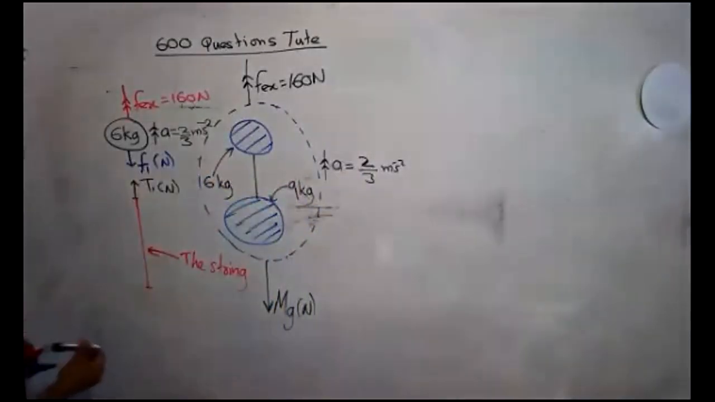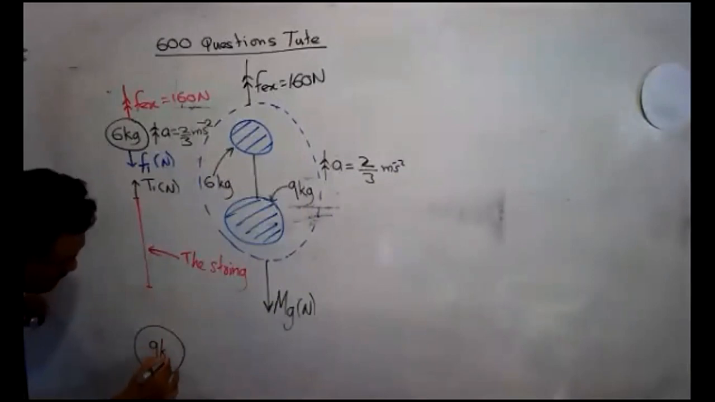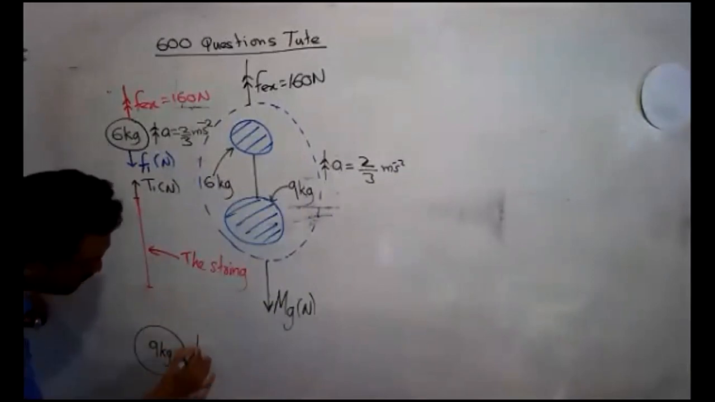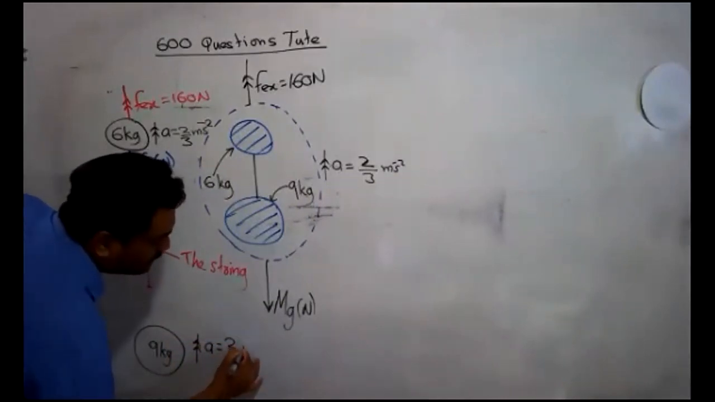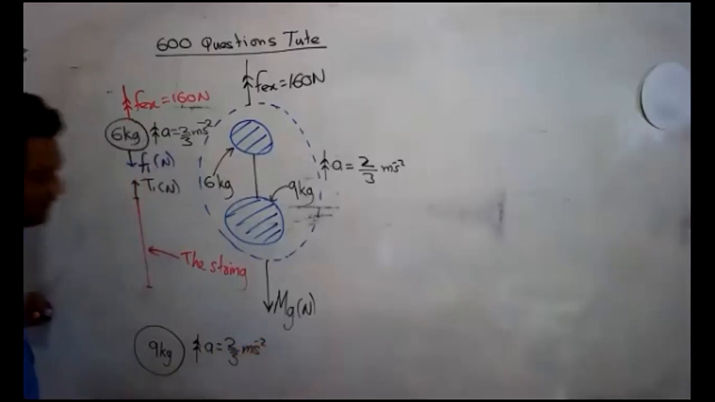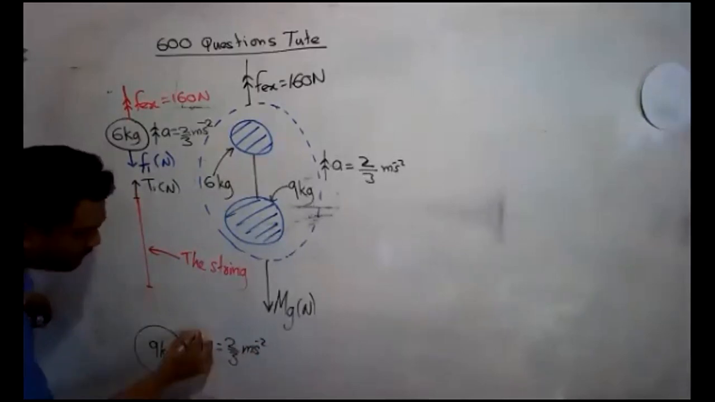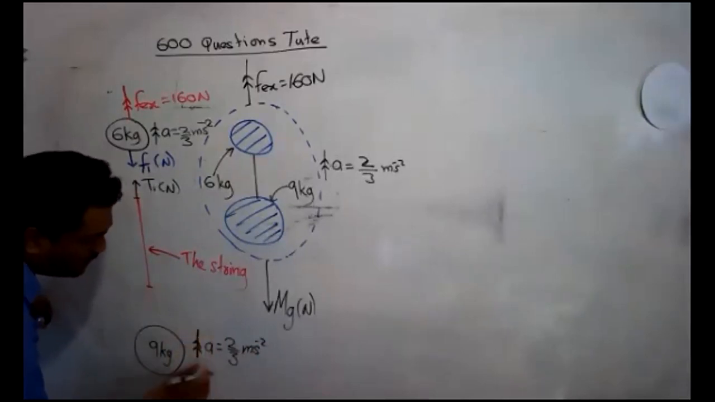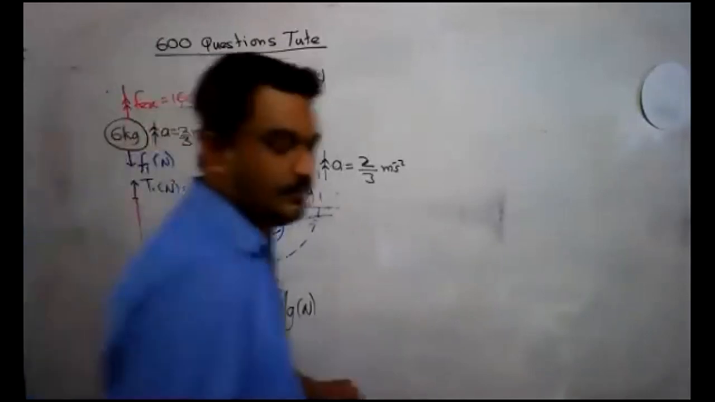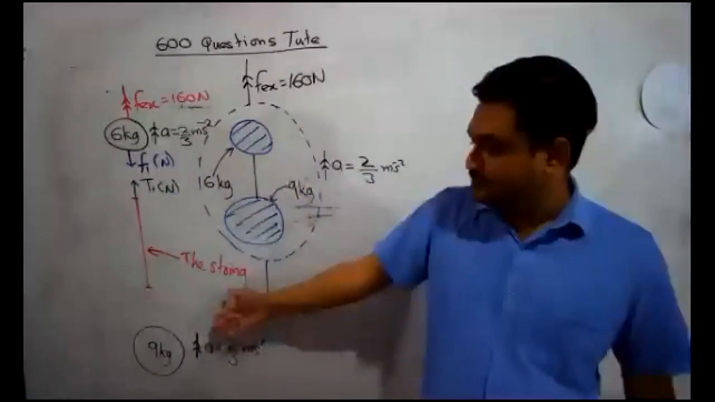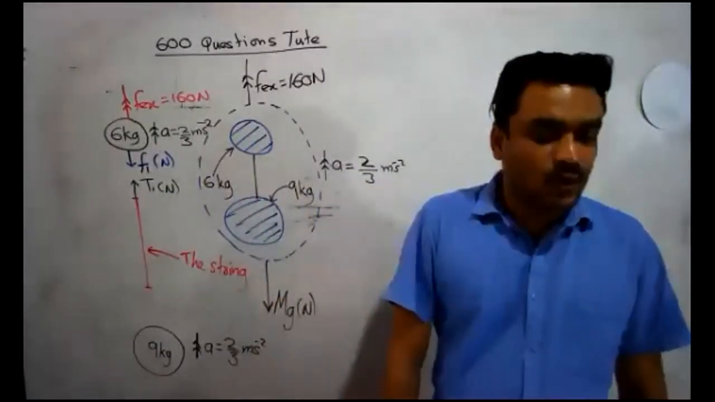Now look at the board. Why is this 9 kg object moving up? This 9 kg object is also moving up with the same acceleration of 2/3 m/s². Why is it moving up? Somebody unmute the mic and tell me the reason. It's connected to the 9 kg object, as the string is connected to the 9 kg object.